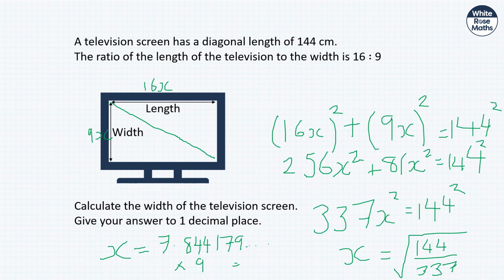So the square root of 20,736 divided by 337, so 7.84, times it by 9. Click the right arrow, times it by 9, and we get the answer of approximately 70.598 centimeters to 3dp, guys. Oh, sorry, it's saying 1dp. So the answer would be 71.0 centimeters to 1dp, guys.